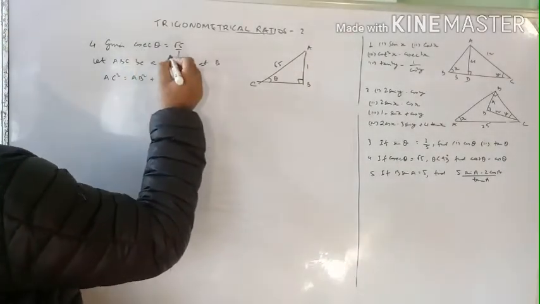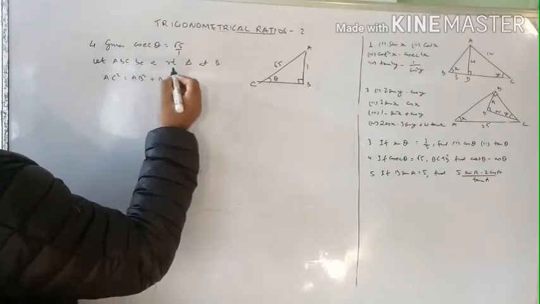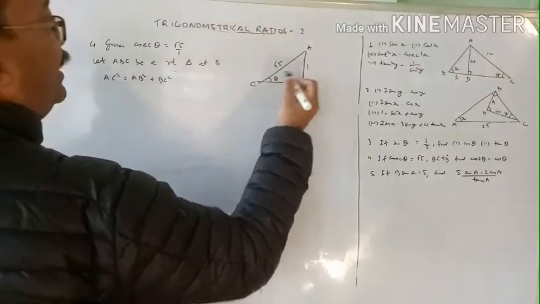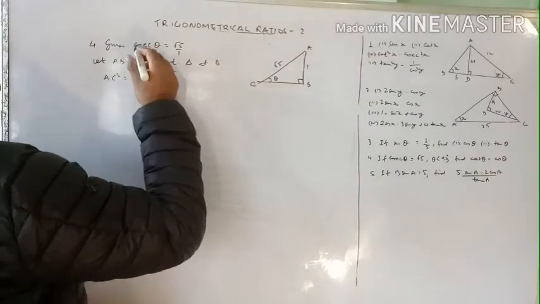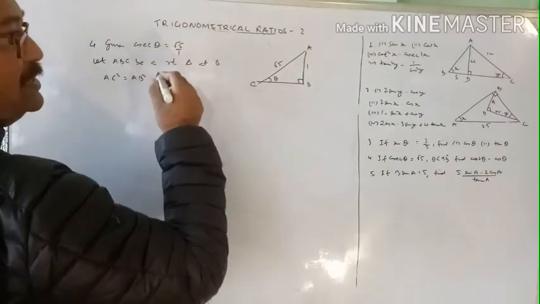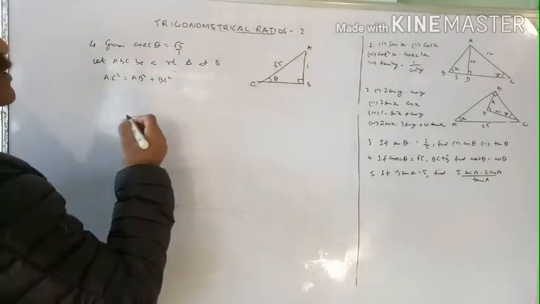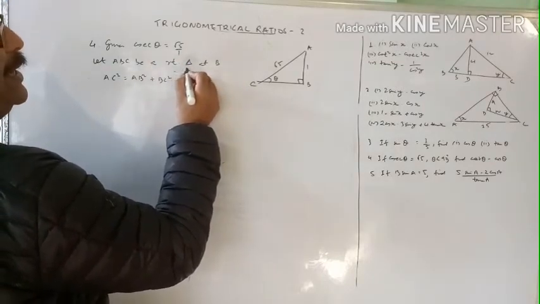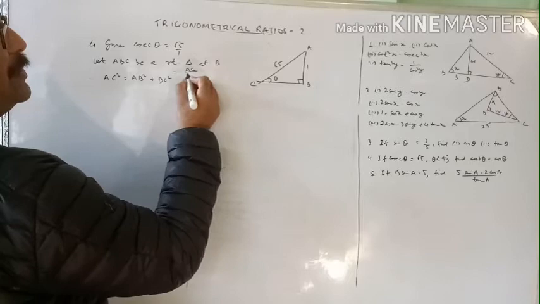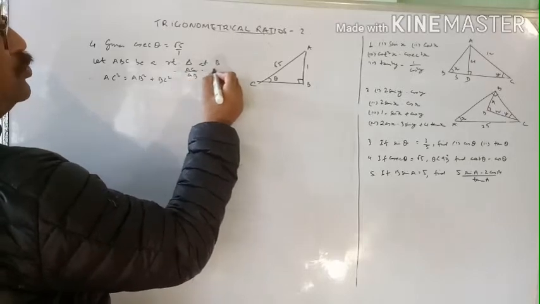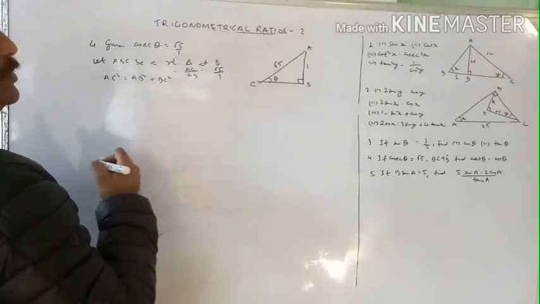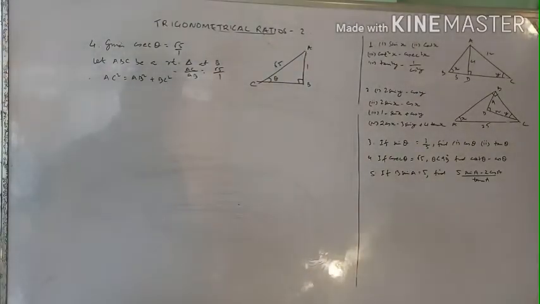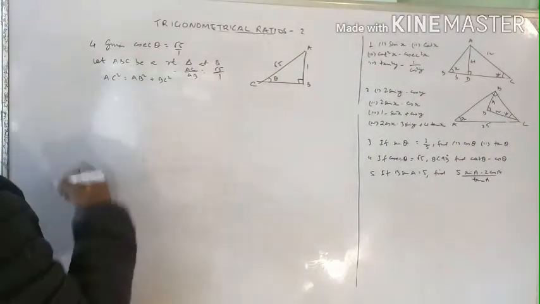So cosec theta is root 5 by 1. Therefore, cosec theta is H by P, and sin theta is P by H, so cosec is H by P. So here you get AC by AB equal to root 5 by 1. So we can take AC equal to root 5 and AB equal to 1, and find out the other side.